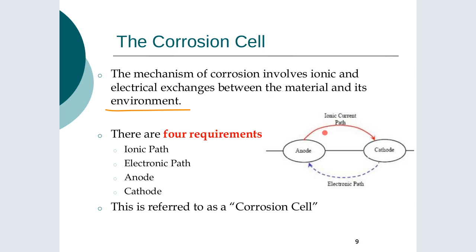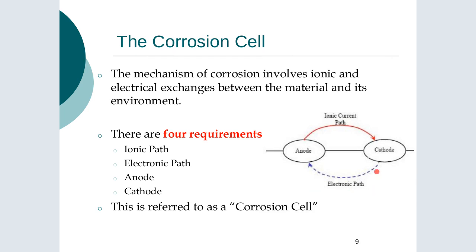So you can have corrosion occurring on both surfaces. Okay, so that's something to bear in mind. Don't just focus on one, consider both in your design. And we've got 4 requirements. We have the ionic path, electronic path, an anode, and a cathode. And people tend to focus on the chemical side of corrosion and kind of forget about the electronic side of it, the electrical side of it. But all 4 of them are necessary.